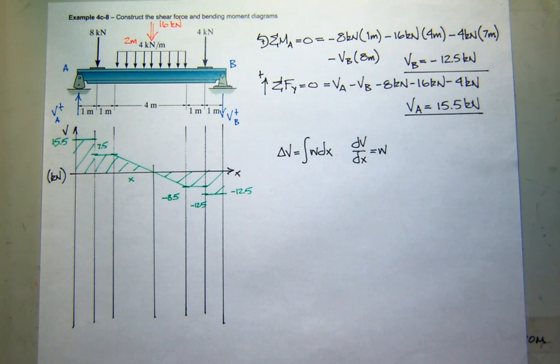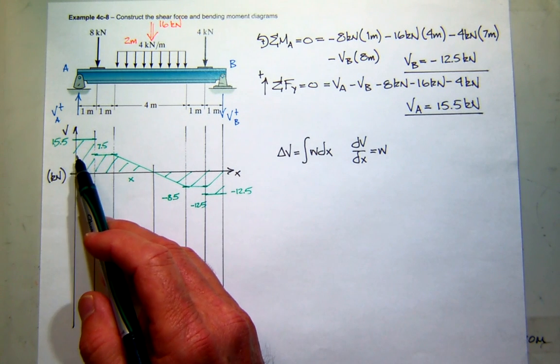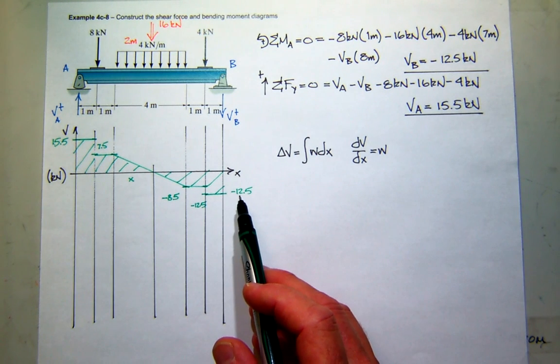15. Where does it occur? Positive shear? Yes, where does it occur? At A. What's the maximum negative shear? At B, negative 5.